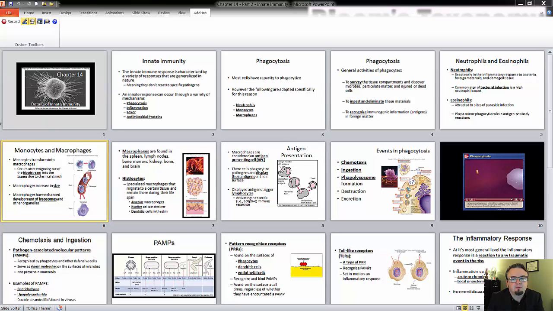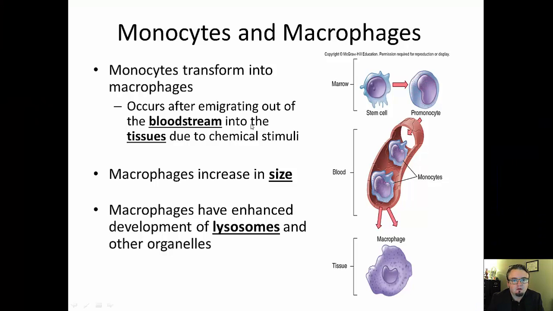Okay, so the next cell type we're going to look at are the monocytes and macrophages. Neutrophils and eosinophils are more of the generalized phagocytes. Monocytes and macrophages are more of a specialized type of phagocyte. So you can think of them almost as an elite type of white blood cell.